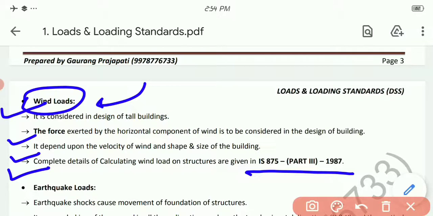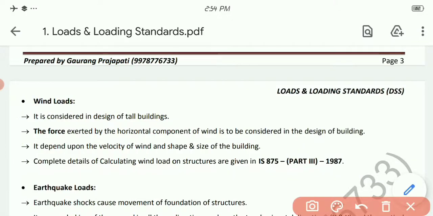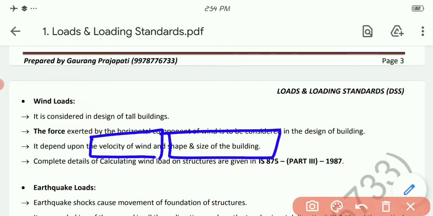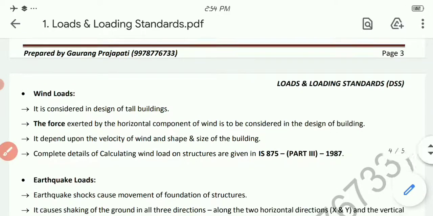Wind load always acts on the outer face of the building, so the design consideration should be done as per the code IS 875 Part 3, 1987. The wind load effect depends on criteria such as the velocity of wind and the shape and size of the building. So the effect of wind load will be highly significant on this kind of structure.